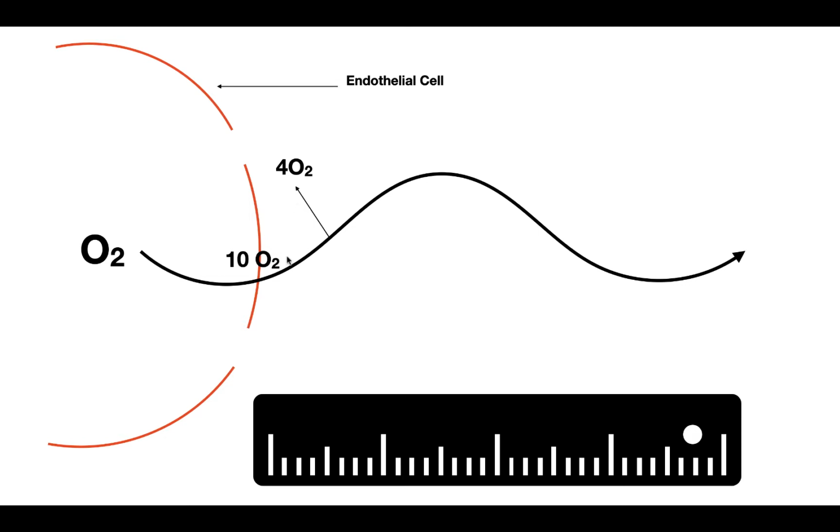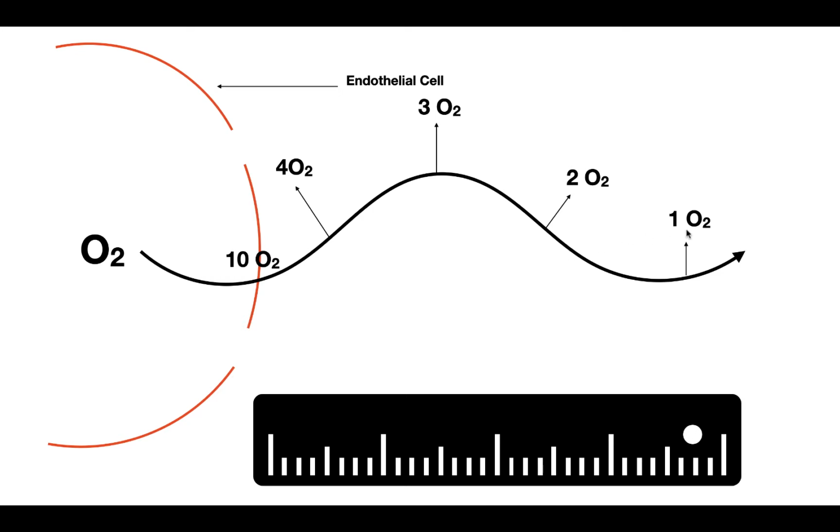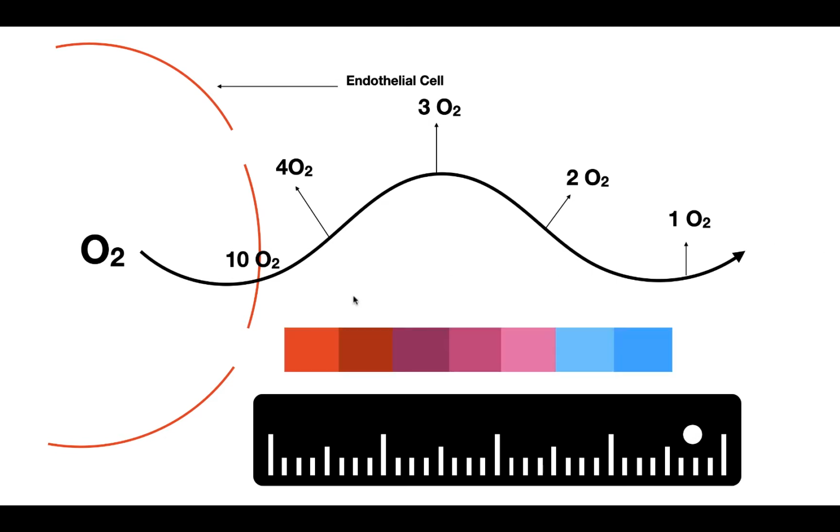Now, as those oxygen molecules move down, we're going to be losing more and more of those oxygen molecules. So here we're going to lose 3 more. And then if we move further down, we're going to lose 2 more. And then if we move further down, we're going to lose 1 more, to a point where we have no oxygen molecules left out of those 10 oxygens. So the main point that I want to give you here is that as we increase the distance away from the capillary, we decrease the amount of oxygen.